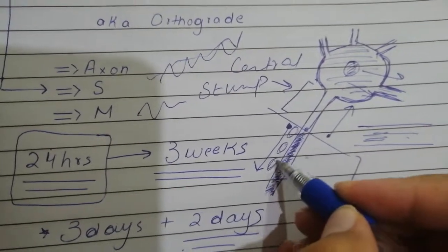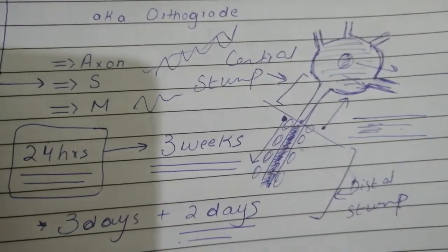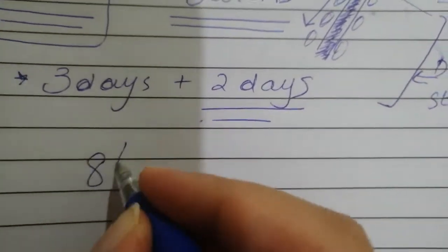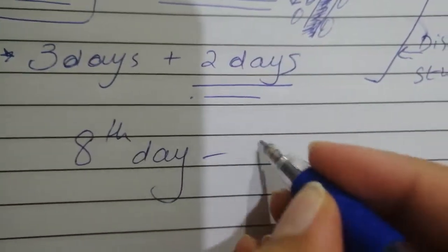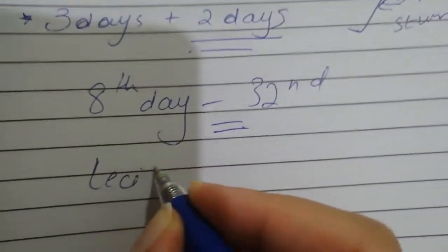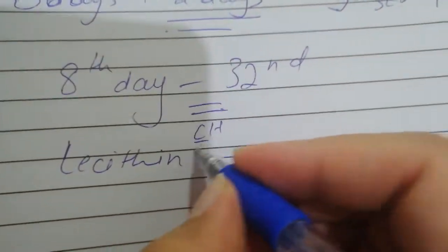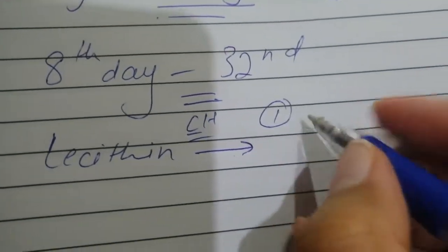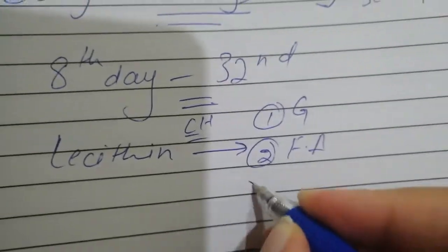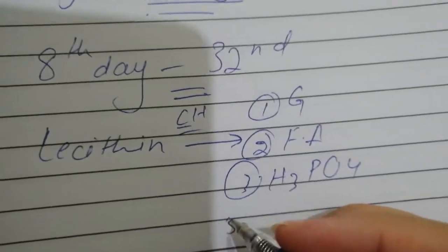The myelin sheath also begins to disintegrate, and fat droplets, because myelin sheath is basically fatty material, begin to appear from the 8th day to the 32nd day, right? And lecithin, that is one of the components of the myelin sheath, undergoes complete hydrolysis. The components include the glycerol, because this is a phospholipid, the fatty acid, the phosphoric acid, and because this is phosphatidylcholine, the base in question is choline.